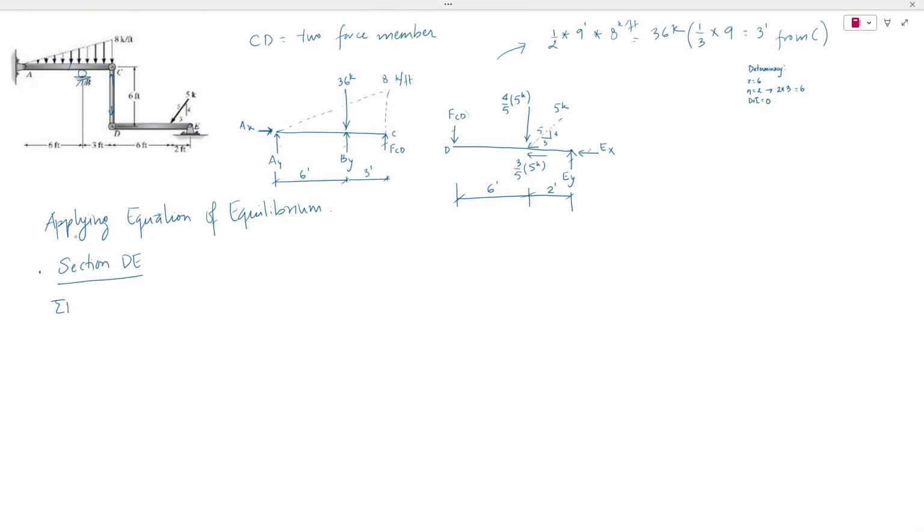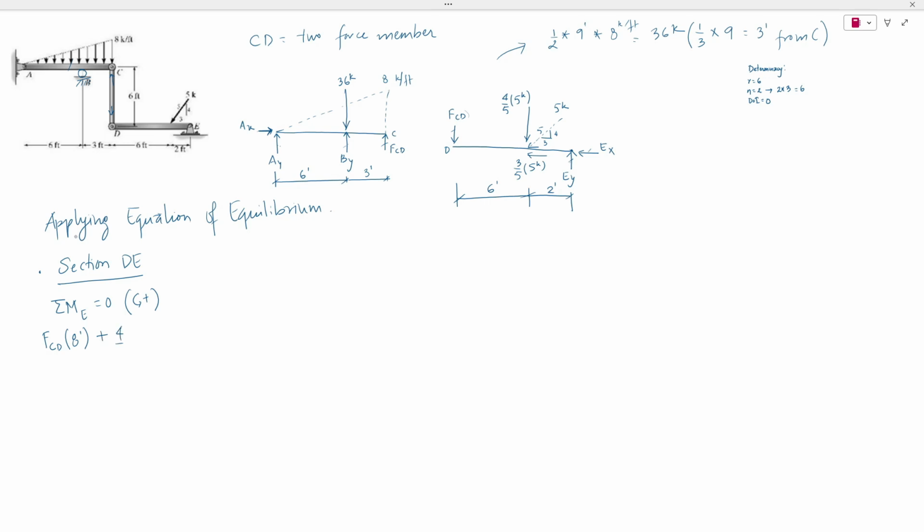Here, let's take moment about point E to be 0. Then consider counterclockwise moments positive. The compressive force from FCD will exert counterclockwise moment about point E, so it will be positive FCD times the moment arm, which is 8 feet. Similarly, the vertical component of this 5 kPa load would exert counterclockwise moment as well.